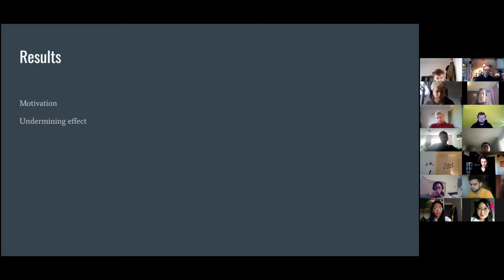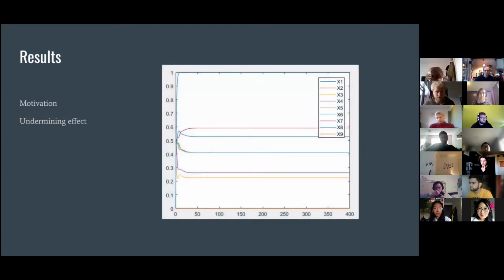We can see this more prominently in this figure, where we increase the influence of the undermining effect, where we just increase the weight from extrinsic to intrinsic, and we see that this heavily affects the performance.